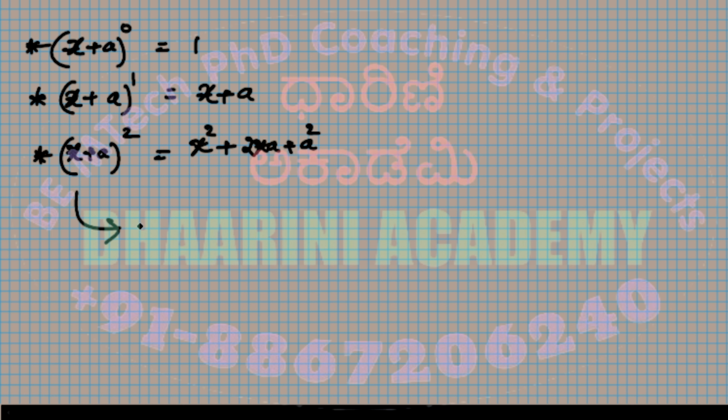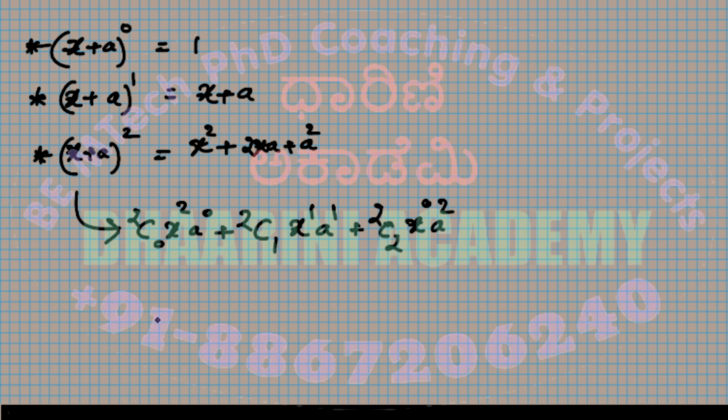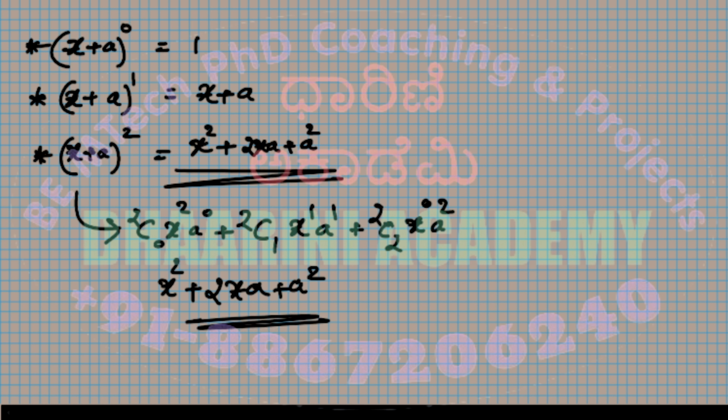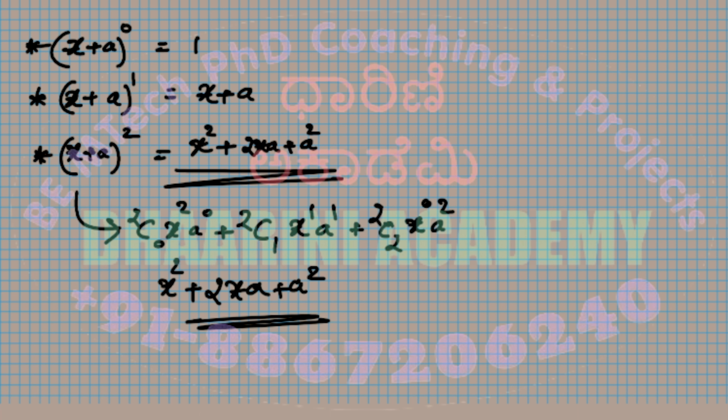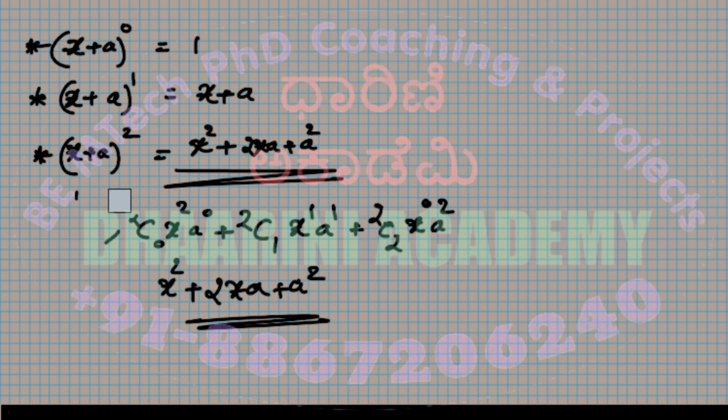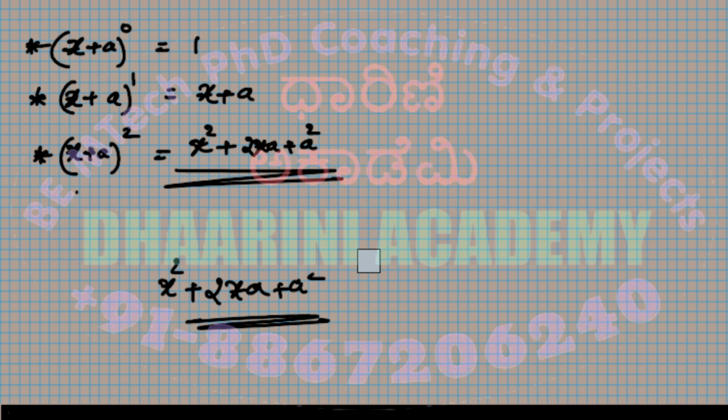So this particular expansion is 2C0 into x to the power 2, a to the power 2 minus 2, so 0, plus 2C1 x to the power 1 a to the power 1, plus 2C2 into x to the power 0 a to the power 2. So 2C0 is 1, so this is just x squared, plus 2C1 is 2 into x into a, plus 2C2 is once again 1 into x to the 0 is 1 into a squared. You see that you get the same thing. Expanding using the binomial is the easiest way to get the answer whenever we don't know the answer.